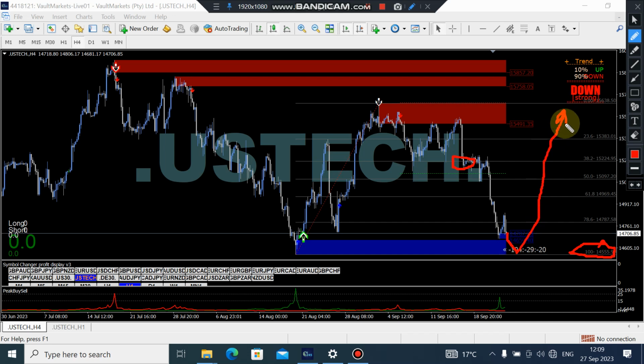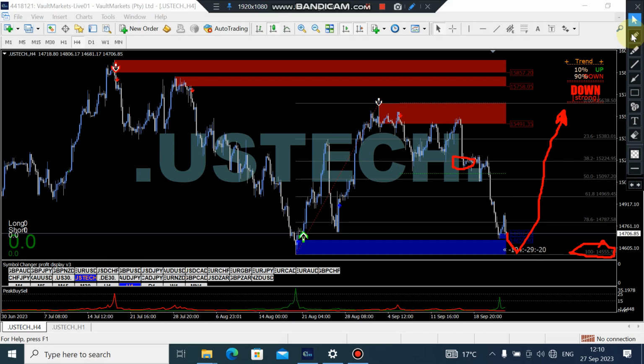We do not want to see a sell signal on Nasdaq. We want to see a buy signal. We are waiting for a buy signal on Nasdaq. So this is what is going to happen: the market will push down a little and then it will go up, but we will buy only.